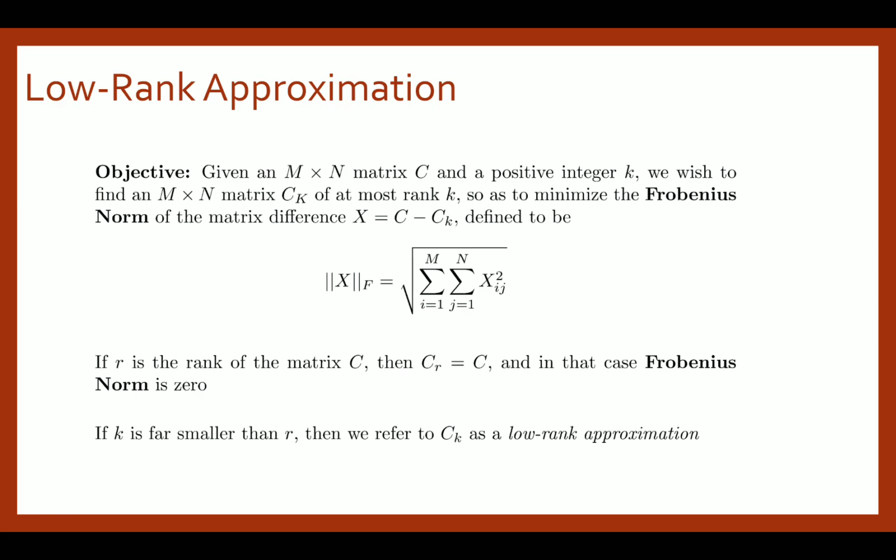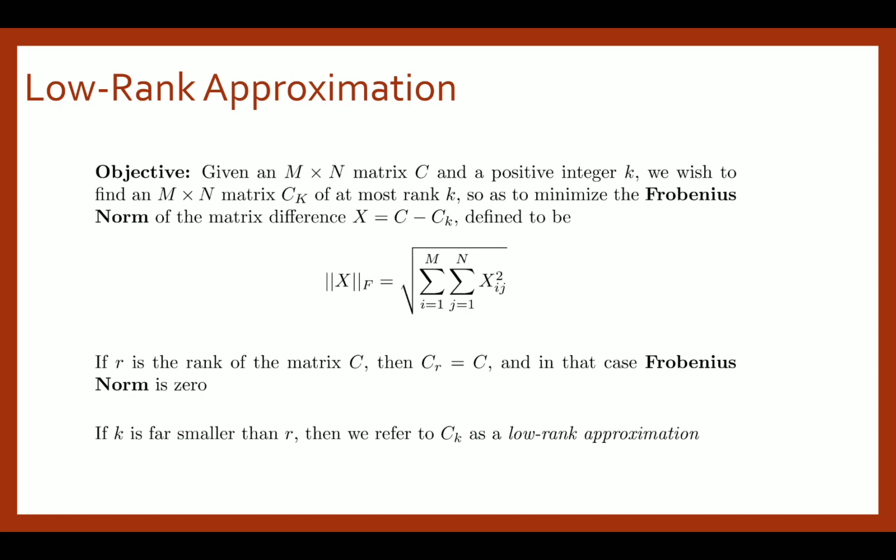We want to obtain a matrix Ck of rank K in such a way that it minimizes the Frobenius norm of the matrix difference C minus Ck. So what do we mean by Frobenius norm? It's basically that you look into the matrix difference, and then you look into each entry of that matrix difference, take the square, and sum over all the rows and the columns, or basically all the entries. That's what the Frobenius norm is, and that's what we want to minimize.